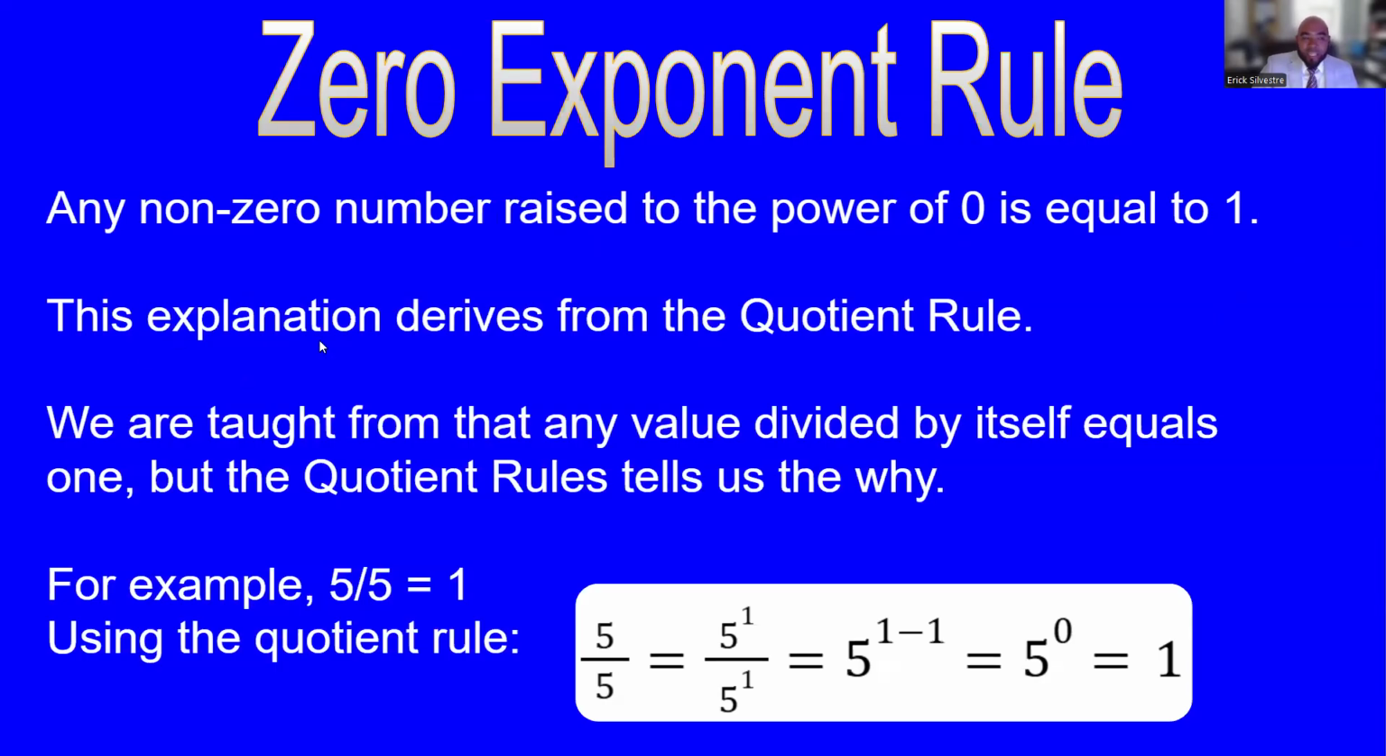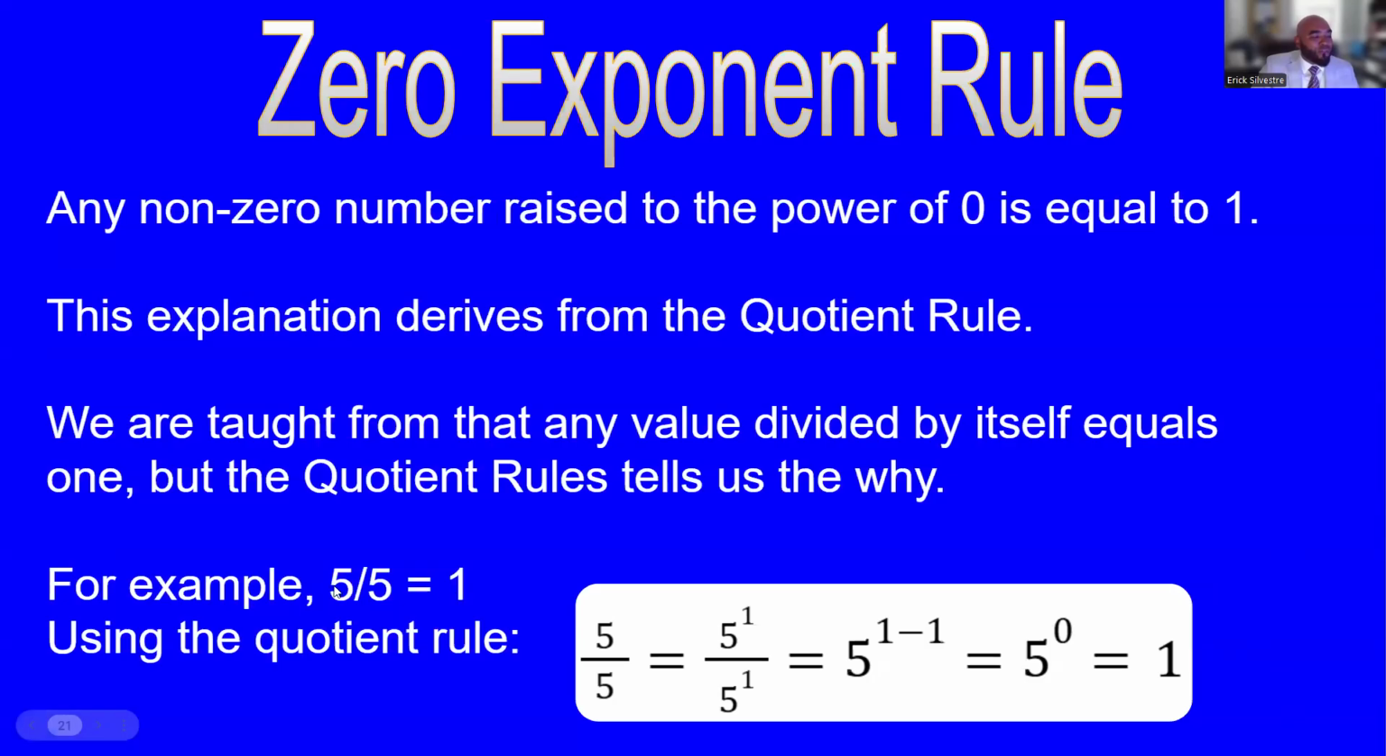Now, this explanation derives from the quotient rule. We were taught a long time ago when we started multiplication and division, 3rd grade, right? We were told that if you divide a number by itself, the answer is always 1. We were told anything you divide by itself is equal to 1, but we were never told why. The quotient rule tells us exactly why.